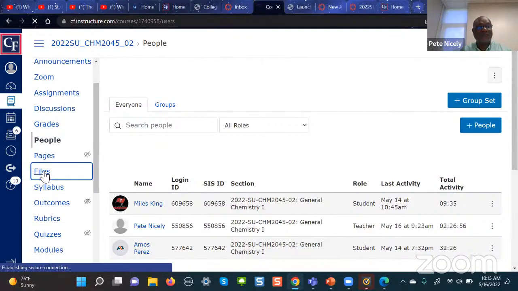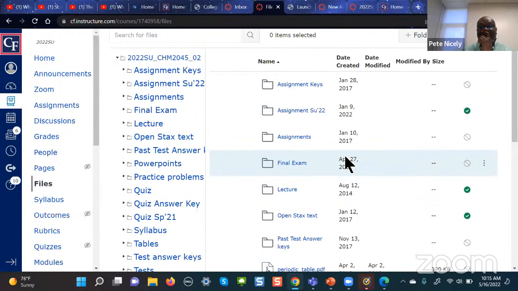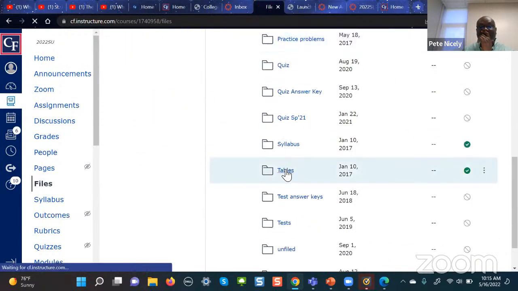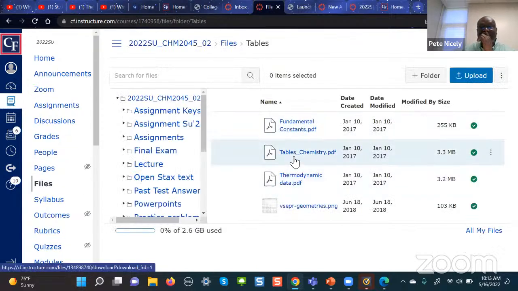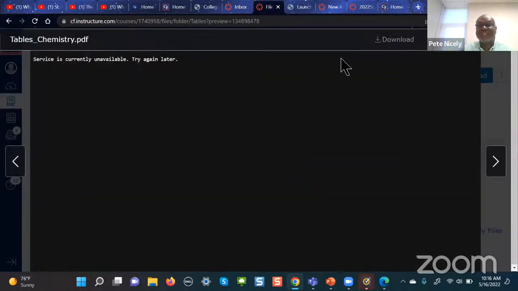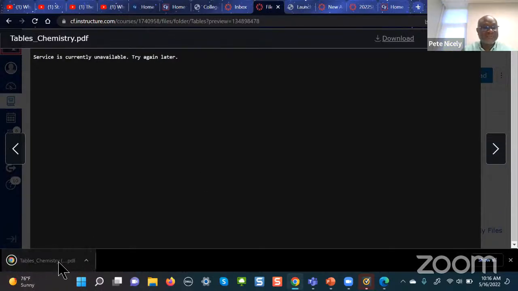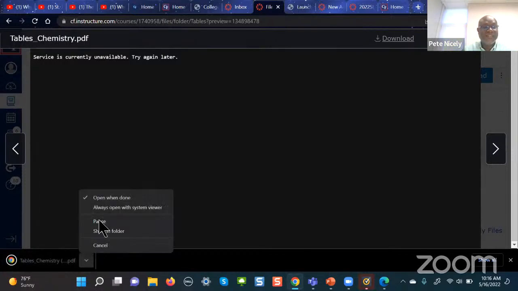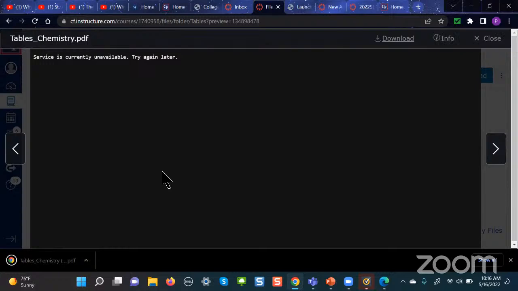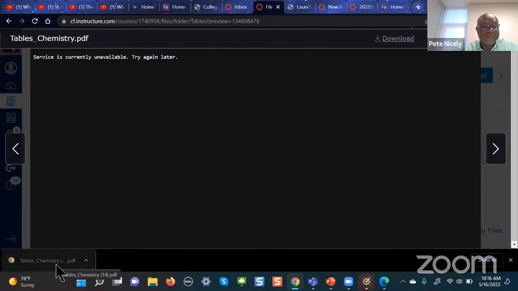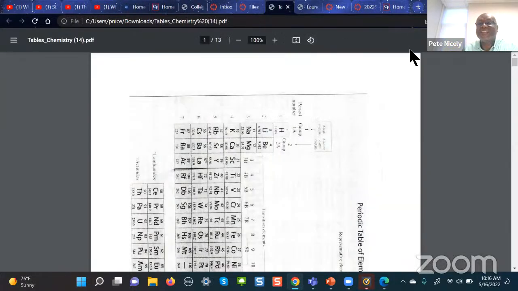So if you go to Files, and then you scroll down to the folder which says Tables, right? You see 3 PDF documents here, right? The one that contains the information that we're looking for would be this one which says Tables Chemistry. I don't know what's going on with this thing. It says service. Anyway, I should be able to download it. Okay, so let me open this. Okay, this is taking its time. All right, so this is the table.